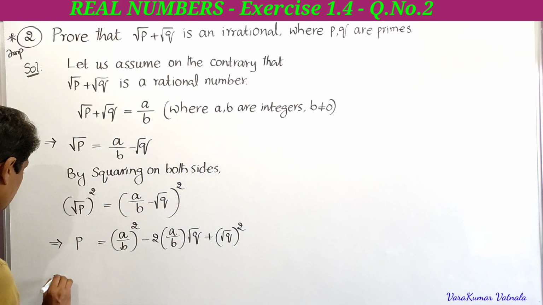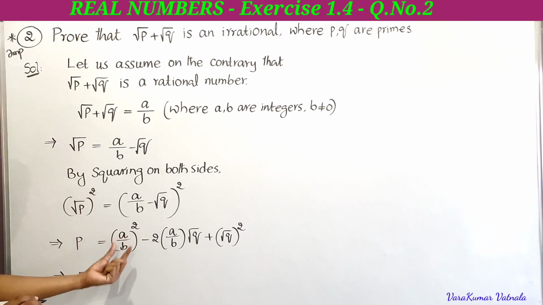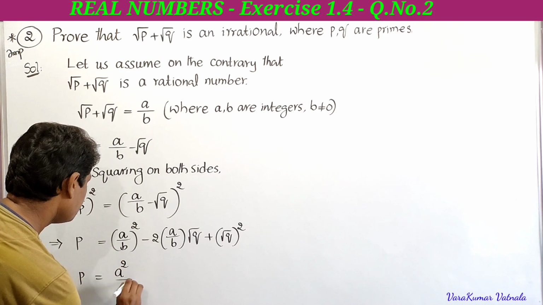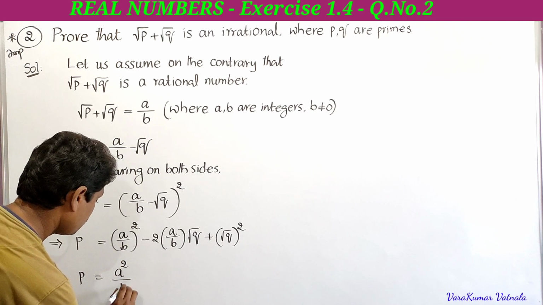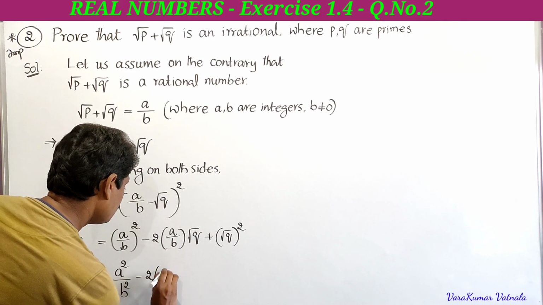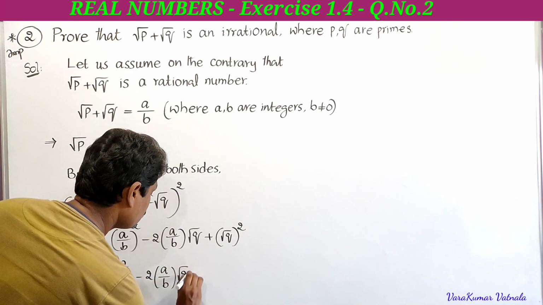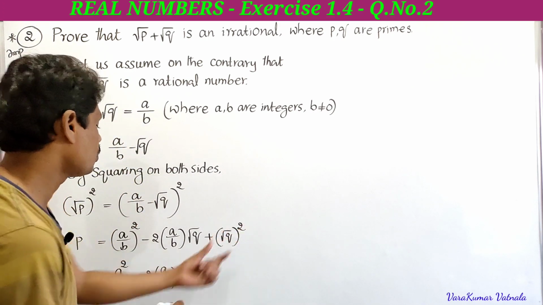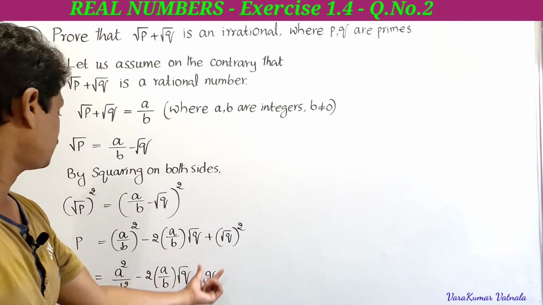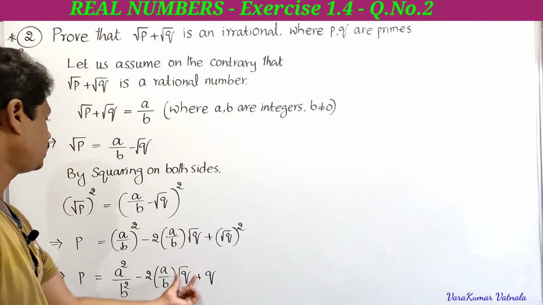So see here, again you have to simplify further. Write p as usual on the left hand side. It is a by b whole square. We can write a square by b square minus, write 2a by b into root q as usual, plus here root q whole square is q, root q whole square becomes q. So now take this negative term to the left side and p to the right side.